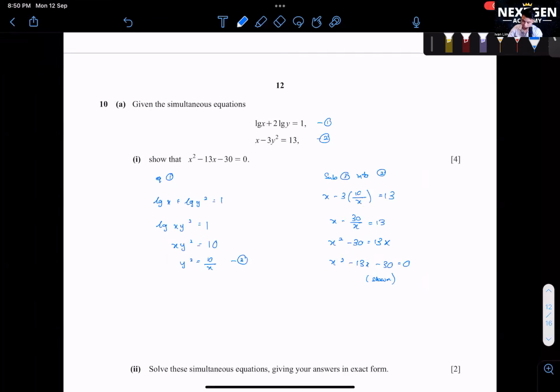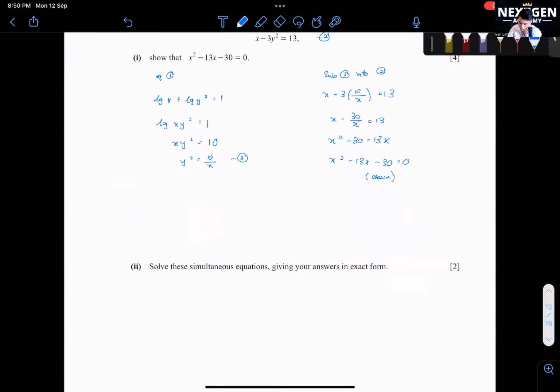Okay, then the next one, solve this simultaneous equation giving your answer in exact form. So exact form, please don't write it in terms of decimal place, because most likely your answer will be an irrational value. So we leave it in the exact form. Normally it will be like some sort of log, ln, exponential, surd. That is your exact form.